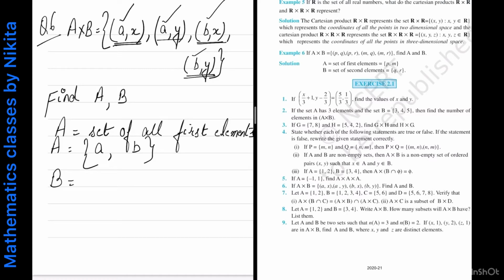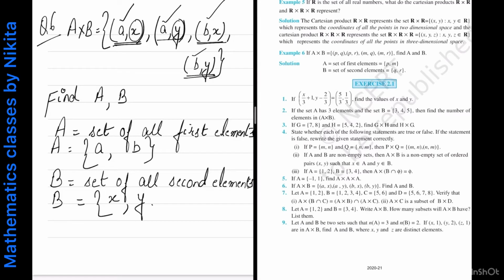Then what is the set capital B? Now the set capital B is the set of all second elements. Now let's see what are the second elements. So again one by one pick each ordered pair and see the second element. In the first ordered pair, the second element is x, so we will write x. Then in the second ordered pair, the second element is y, so we will write y. Then again we have x, but x is already written. Then in the next ordered pair, y is already written. So therefore the set B is nothing but {x, y}.